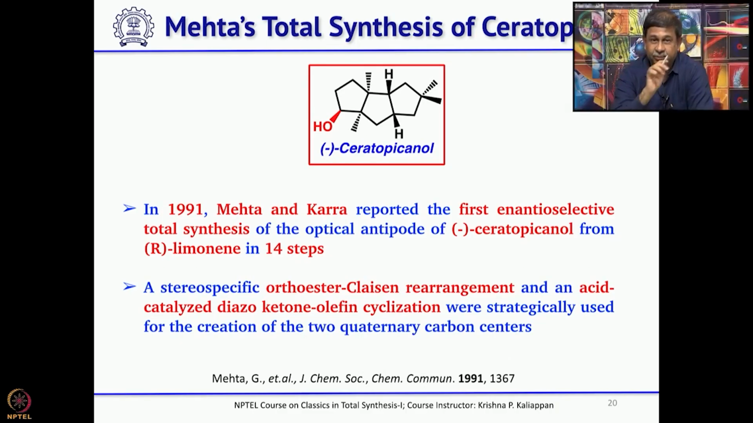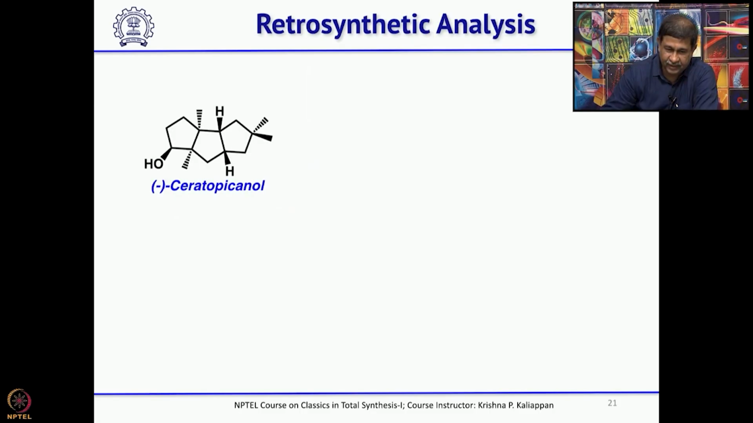Here it is a chiral approach, and in the chiral approach he started with limonene as a chiral starting material, and he also used 2 key reactions. One is Johnson's orthoester Claisen rearrangement, the other one is acid mediated or catalyzed diazoketone olefin cyclization to get a cyclopropane followed by opening up the cyclopropane to get the 5-membered ring. Okay. Let us see how he did.